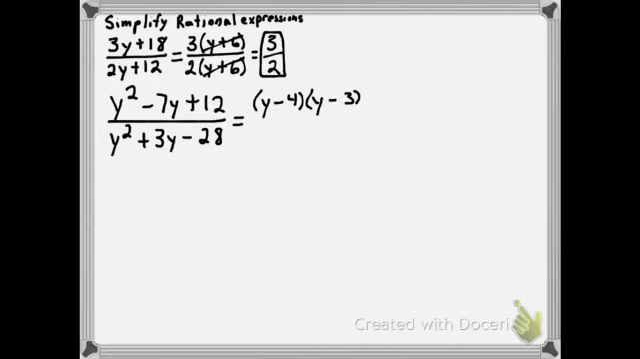Now, on the bottom, we're going to do the same thing. So we have a trinomial. Again, it can be factored using reverse FOIL. And so our first term is y. This time we're looking for two numbers that are going to multiply to give 28, that are going to subtract to give 3. So two things that multiply to give 28 would be 7 and 4. And 7 minus 4 is 3, so that's going to work.